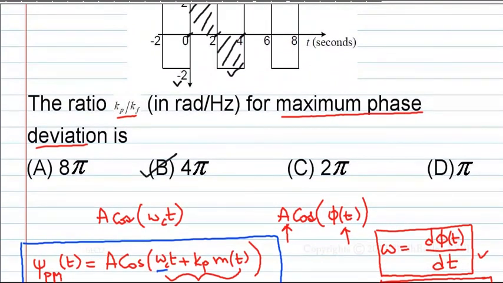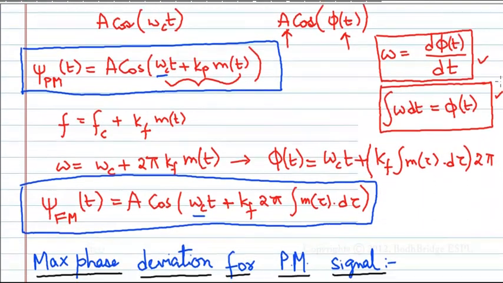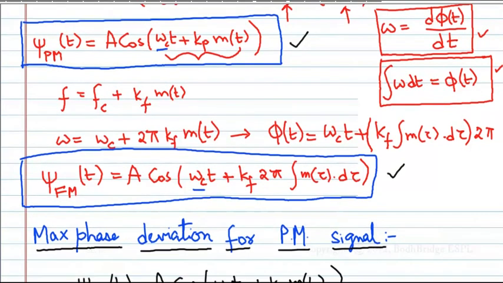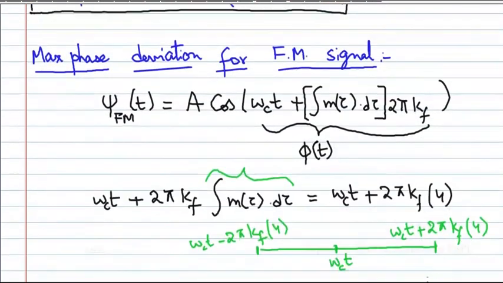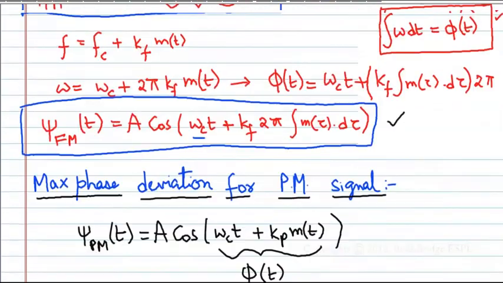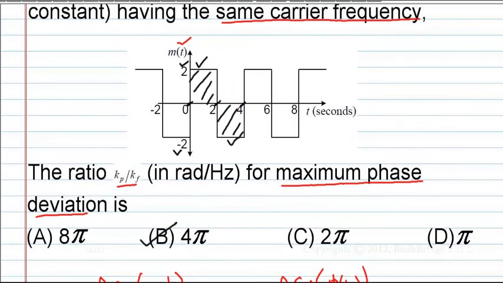Okay. The things to be remembered are the phase modulated signal general formula, the frequency modulated signal general formula, and you should understand what is phase and what is frequency. What is amplitude you should also understand. Then I calculated the maximum phase deviation for phase modulated and frequency modulated both, and I equated these both. Then I will get kp by kf equal to 4 pi. Therefore B is the correct option.